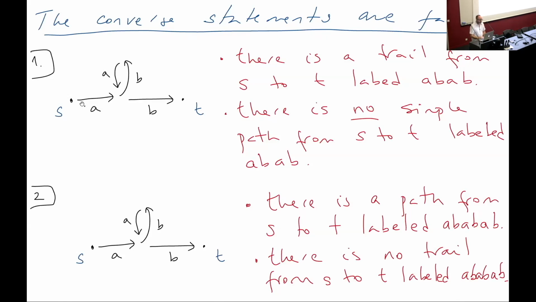So for instance, here, there is a trail from S to T labeled ABAB. It's a trail. You go twice over the same node, but you don't go twice over the same edge. However, there is no simple path from S to T labeled ABAB. And here, there is a path from S to T labeled ABABAB. You go twice over this cycle, but there is no trail from S to T labeled ABABAB. So there is an inclusion in terms of how restrictive these semantics are.